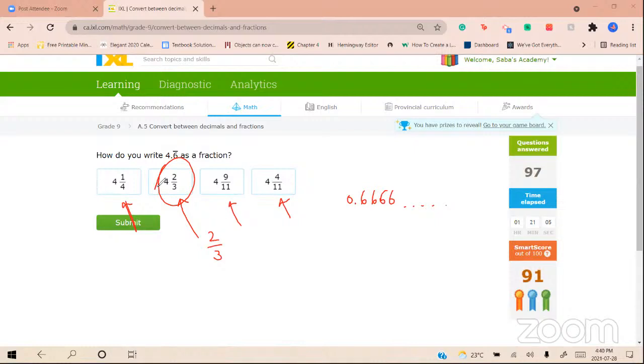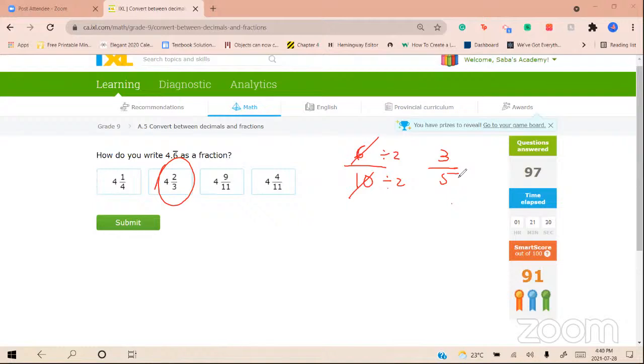Now, since you were given the options, that was the easier way to do it. But if we were not given the options, then we can also do 6 over 10. And then if we divide by 2, you get 3 over 5. No, but that would give you 0.6. Let me show you how you would get the answer. Since 6 is repeating, you're going to have to add at least 3.